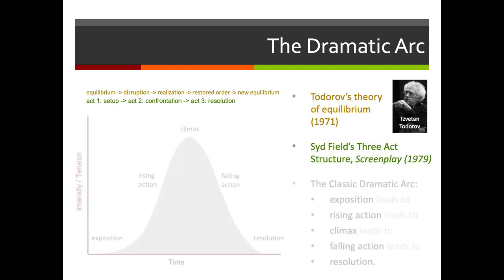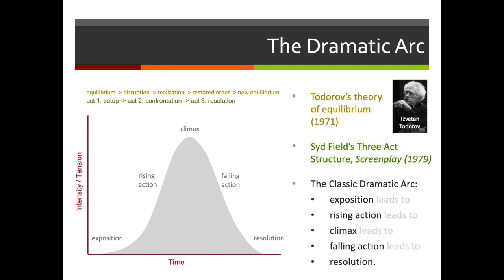We develop that into the classic dramatic arc, where we plot intensity or tension or drama over time. The classic dramatic arc essentially says that we have some point of exposition that leads to rising action, a climax, falling action, and then resolution. And again, you can see how this maps to the same kind of structure that's talked about by Todorov and Field.